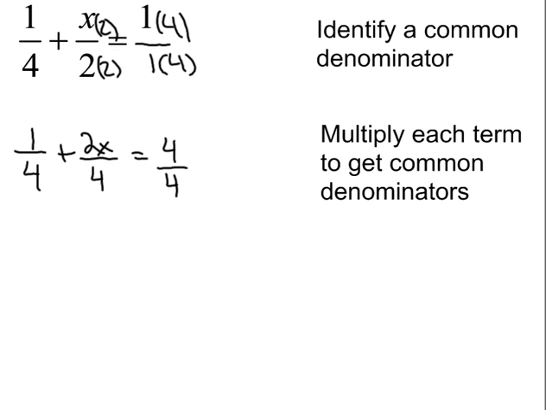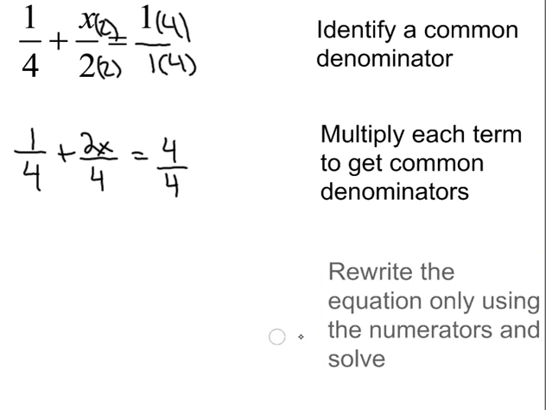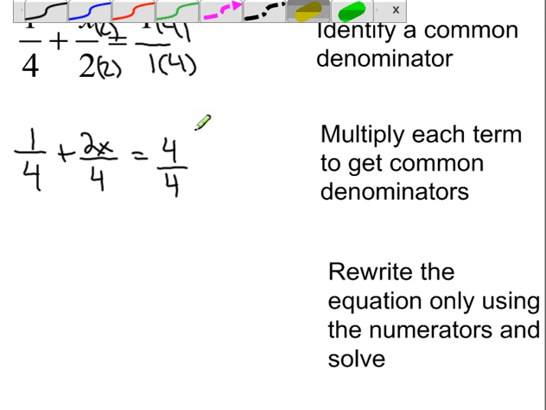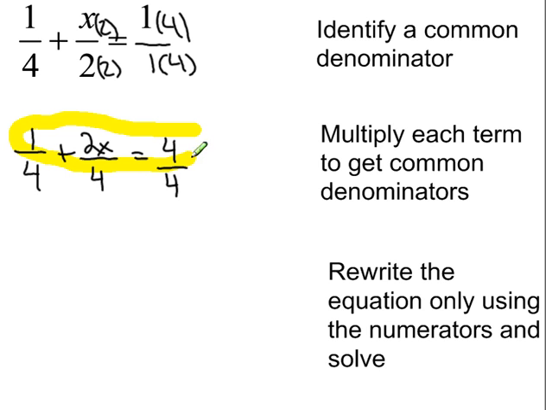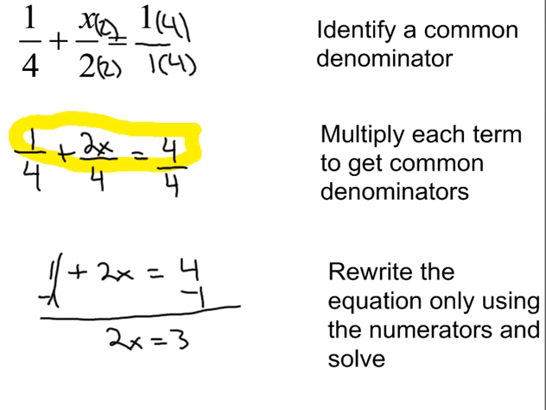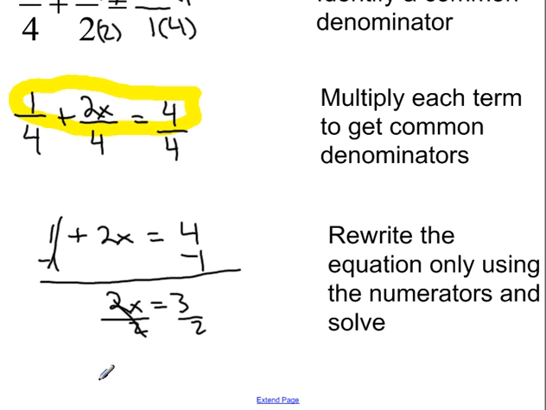Okay, now once you have that, you can just rewrite the equation only using the numerators and solve it. So here's what I mean. Just take these numerators and make it an equation. So you have 1 plus 2x equals 4, and just solve it. Minus 1, minus 1. We get 2x equals 3, divide both sides by 2, and we get x equals 3 over 2.